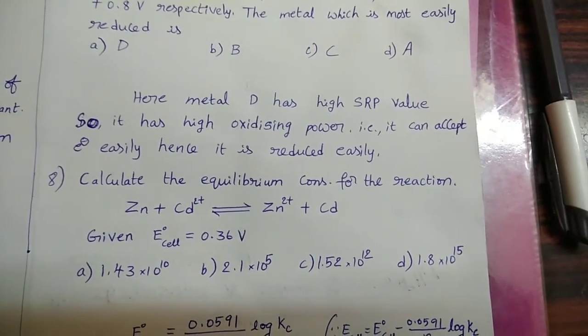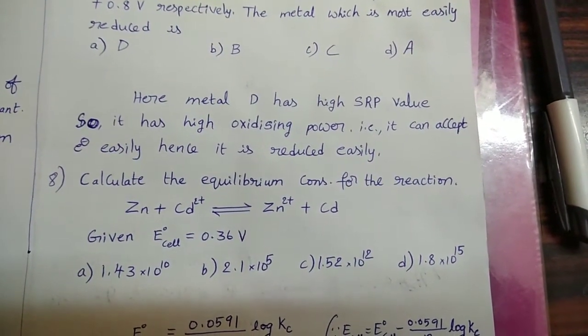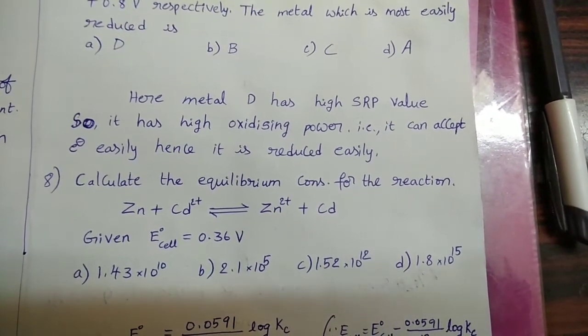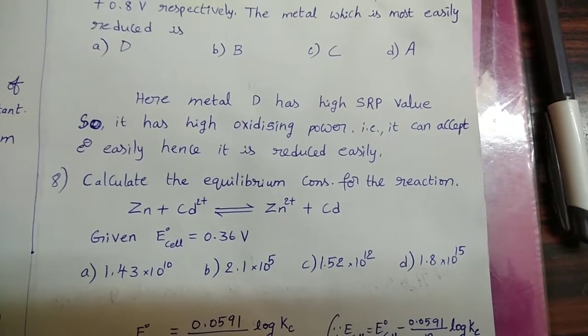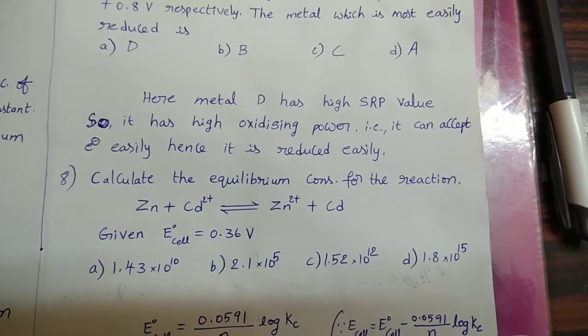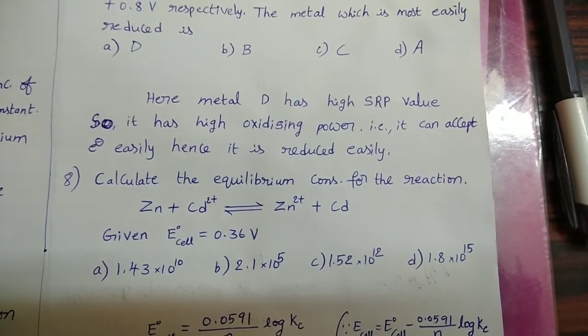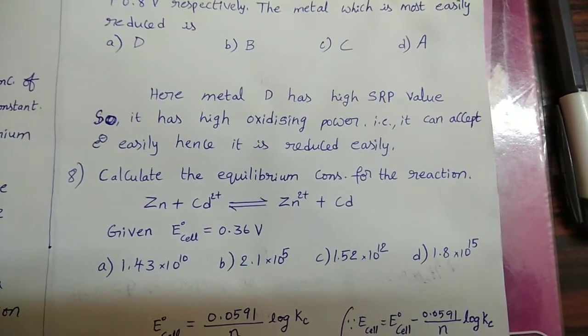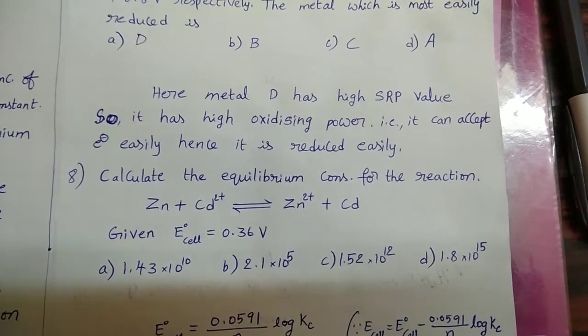In last class we completed some of the numericals. Next one is: calculate the equilibrium constant for the reaction Zn plus Cd2+ gives rise to Zn2+ plus Cd. Cell standard electrode potential is given, E0 cell equal to 0.36 volts. Four options are given. Equilibrium constant.